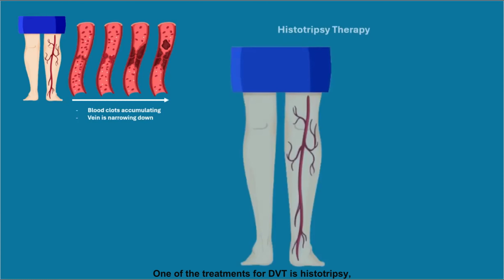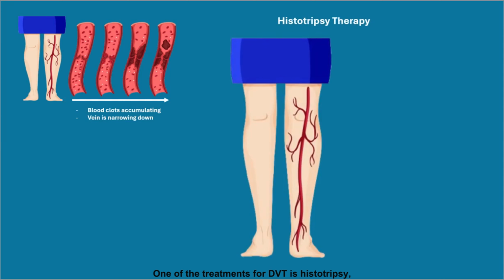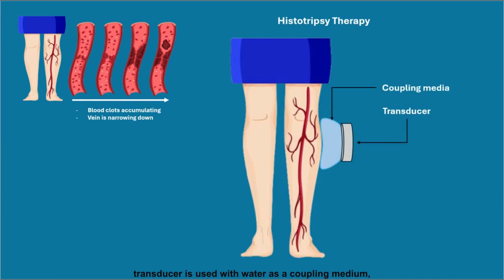One of the treatments for DVT is histotripsy, which doesn't require any invasive surgery and uses focused ultrasound waves to break up harmful blood clots inside our body. In histotripsy therapy, an ultrasound transducer is used with water as a coupling medium.